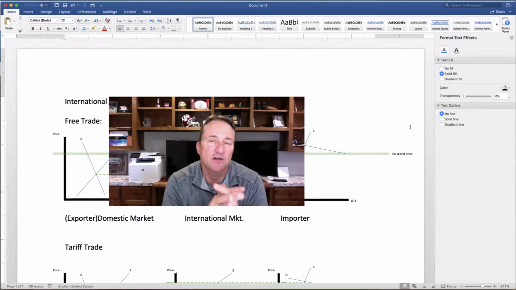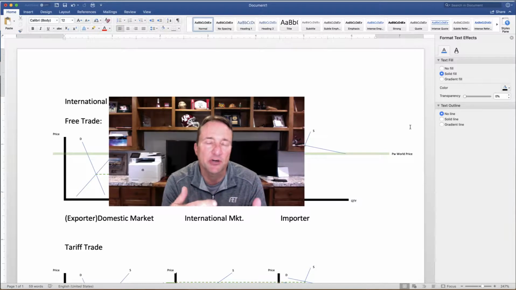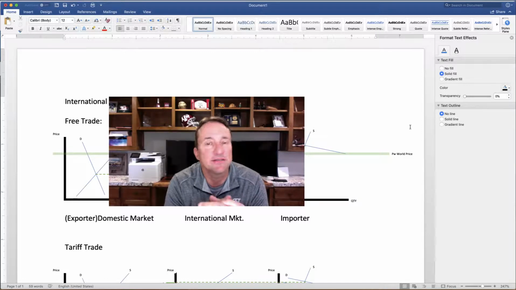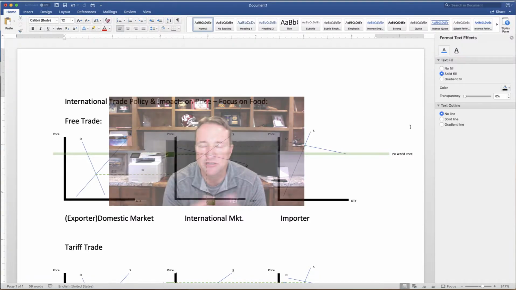Now, this connects to our farm management and price analysis in several ways. One of the ways is that we're trying to determine what price is in the market. So, understanding a little bit about international trade might give us some insight when we hear news and results in the market. So, let's take a look at this concept called international trade.